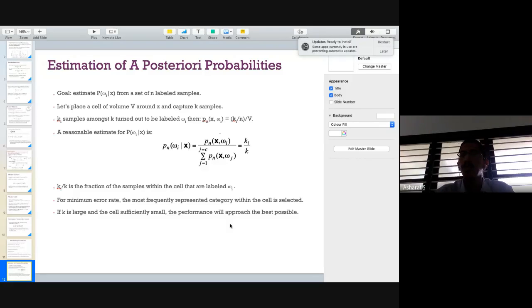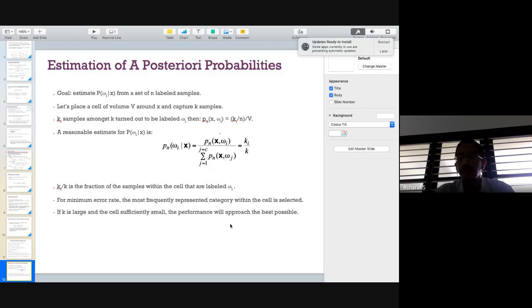Among the K samples, K1 turn out to be labeled as wi, which means that out of the K samples I've found, K1 fall into a particular class. So K1 by N by V is what our estimate looks like. So we can estimate the posterior probability of the class omega i given X. This is essentially Pn(x, omega i), the joint probability of X and omega i together, divided by Pn(x), something that we have seen in the Bayesian context.